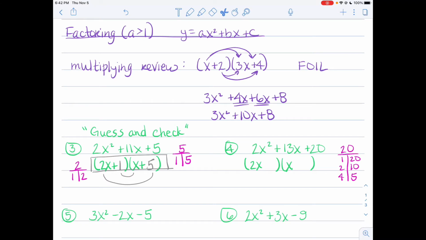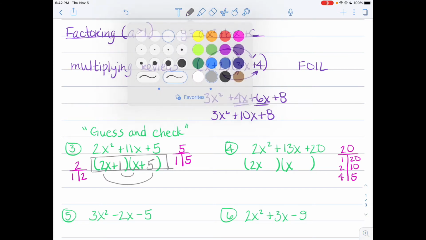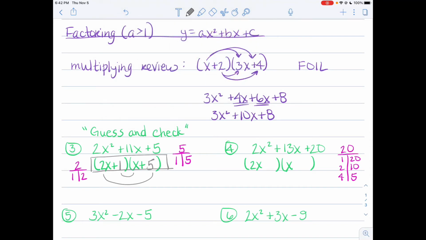So I'm going to start trying things out. I'm going to get my pencil out here, and let's look at the factors of 1 and 20. If I put a 1 here and a 20 here, again, I know I have plus signs for sure. I'm going to get a 1x and a 40x. Well, that's way off because I need these to add to 13. So I know that 1 and 20 in those positions does not work.